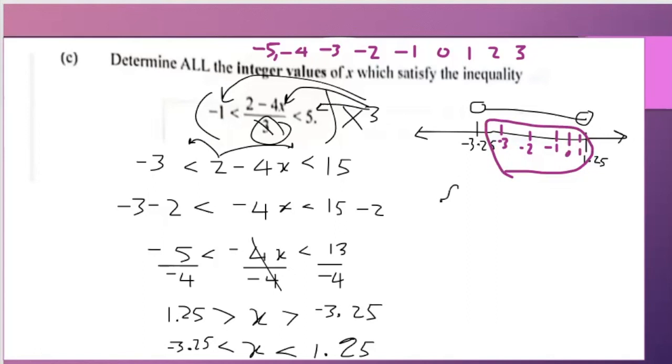So the answer for this is -3, -2, -1, 0, and 1. These are the integers for this inequality.